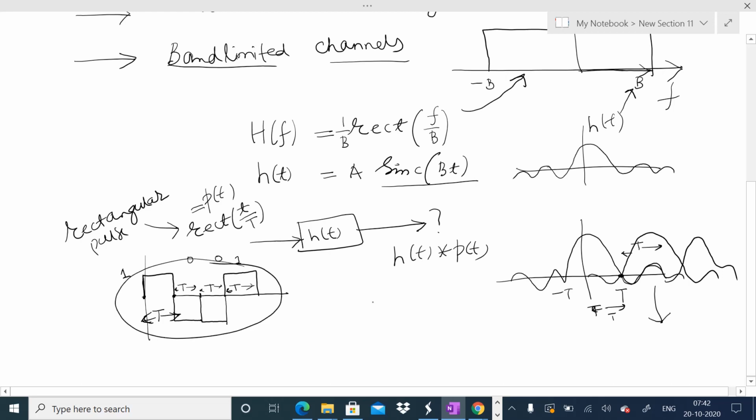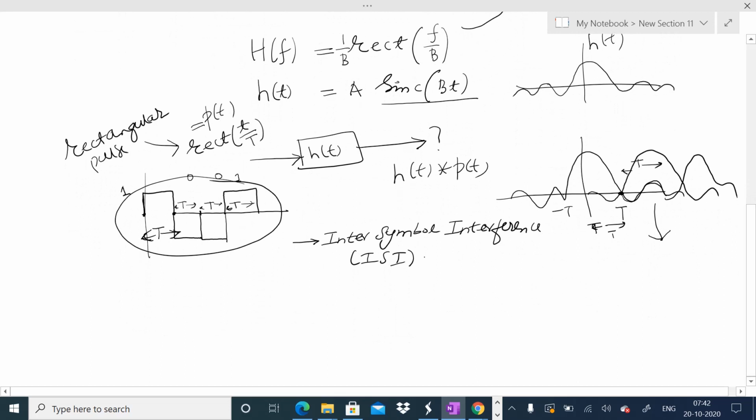What happens? There is an interference between the symbols, and this is called inter-symbol interference, ISI for short. So this is what we want to avoid. We want to avoid inter-symbol interference. What should we do for that?